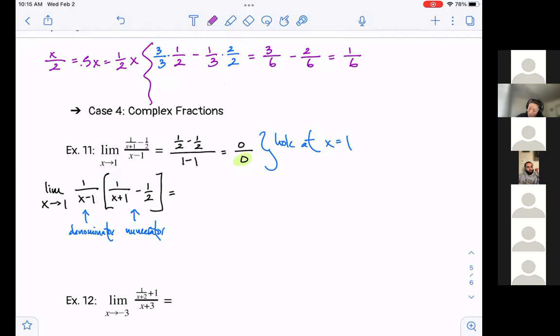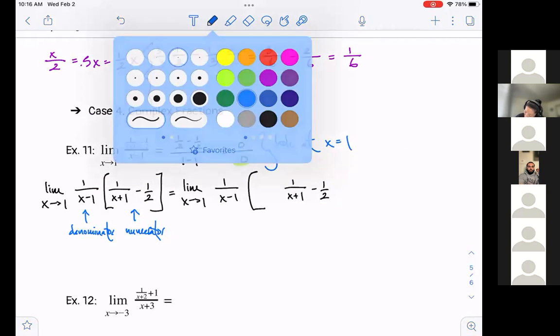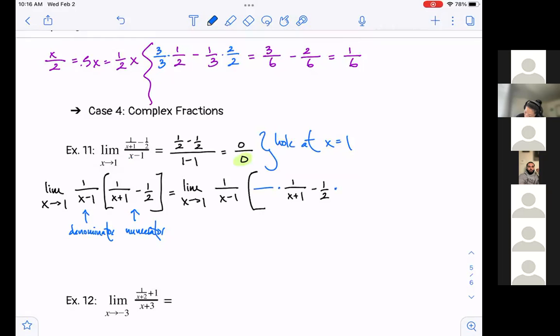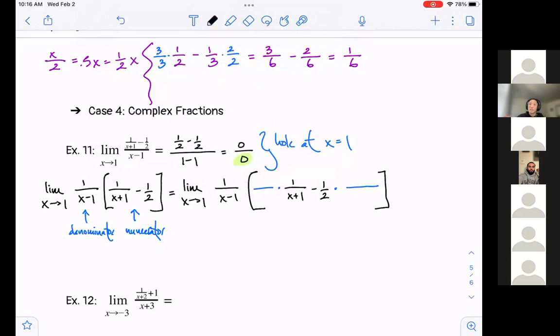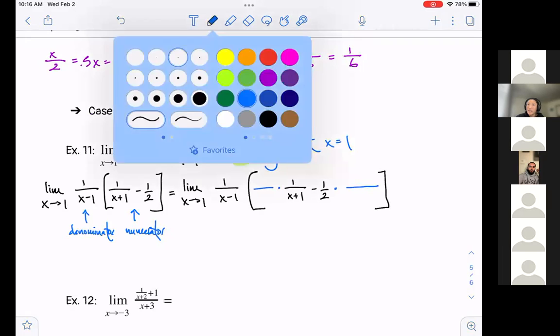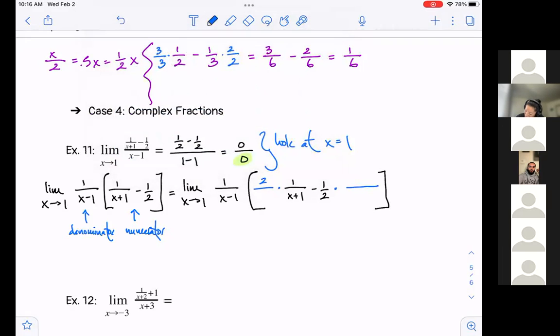Okay. So we've got our limit as x approaches 1, 1 over x minus 1 minus... All right. So what do I want to multiply the first fraction by? And what do I want to multiply the second fraction by, so that we get the same denominator? All right, I like that. We've got a 2 over 2. And what about that second fraction?